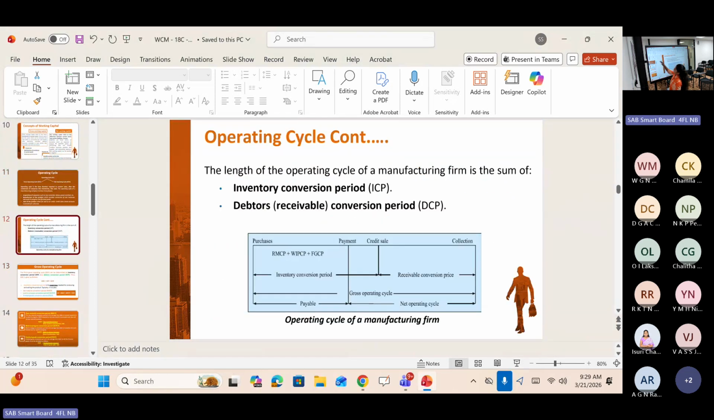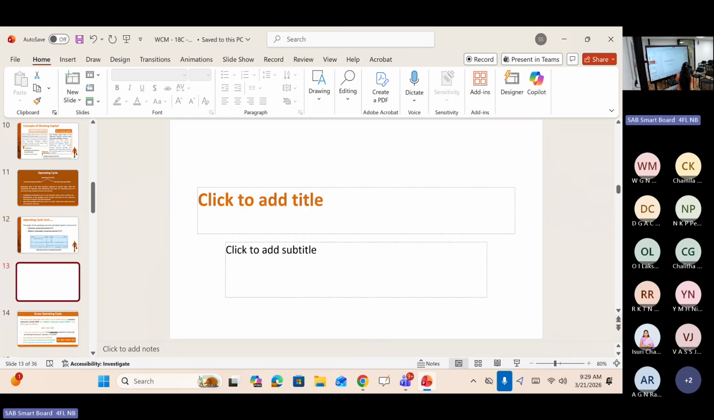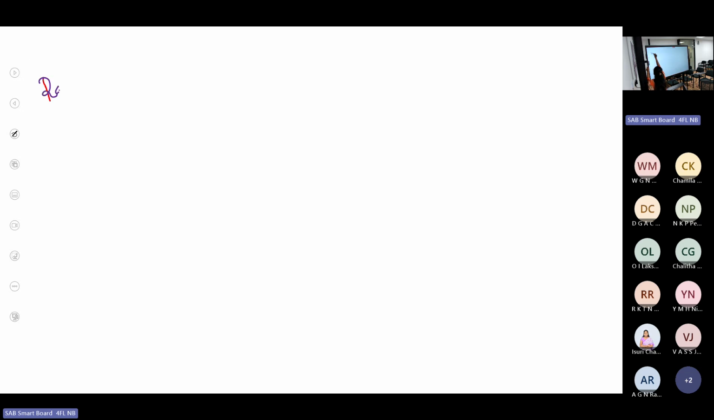Now I will explain with the ratios as well, so we have some technical ratios. You can draw this one. As Sumudu said very correctly, we are starting with raw material, and this is really important.